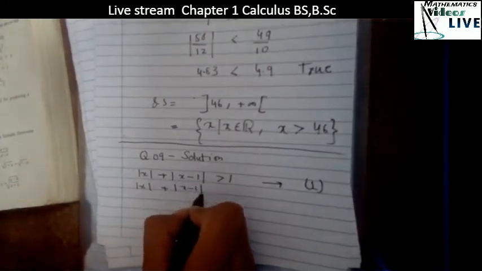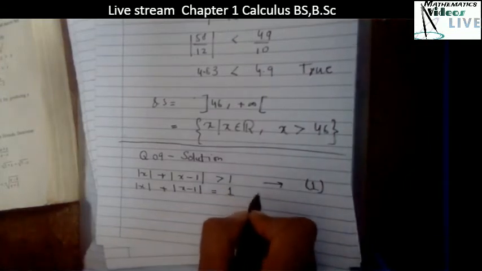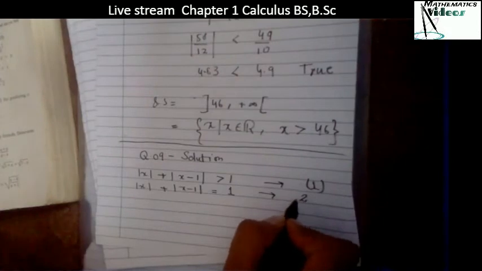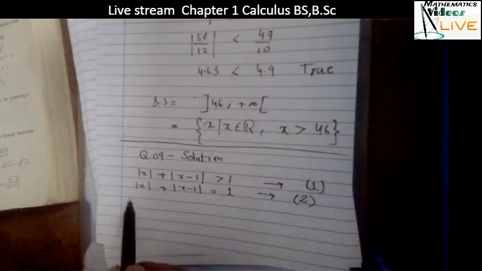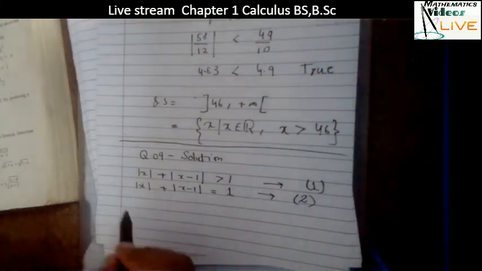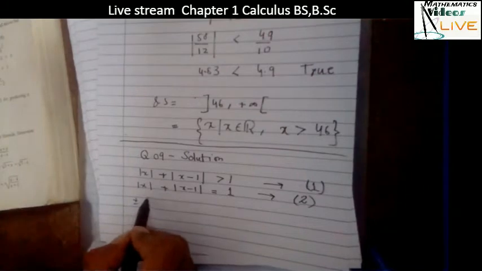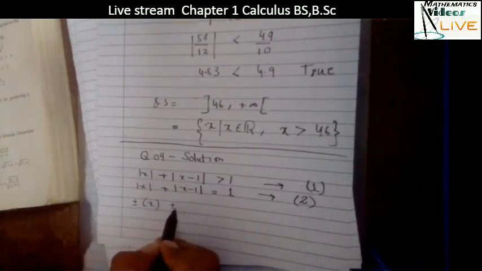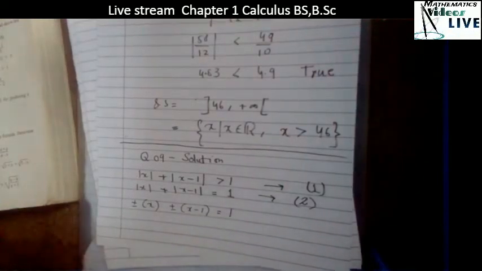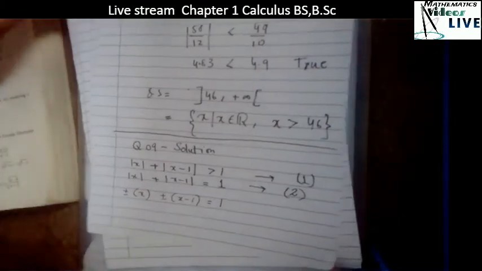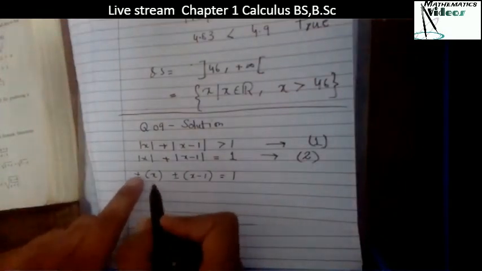Question number 9 is absolute value of x plus absolute value of x minus 1 is greater than 1. The associated equation is this one, call it equation 1. The associated equation is this one, and term it as equation 2.